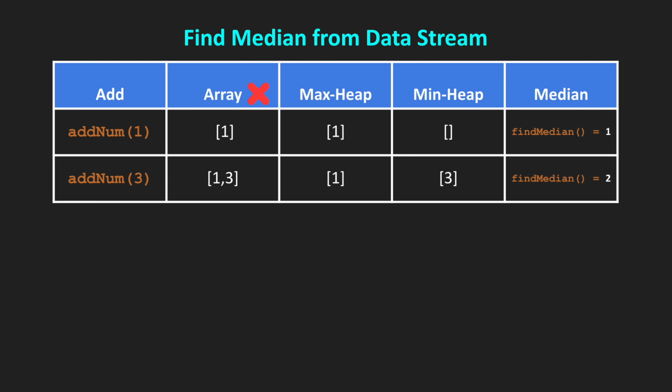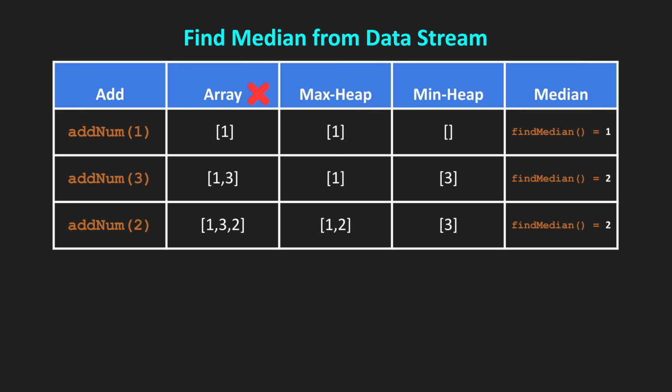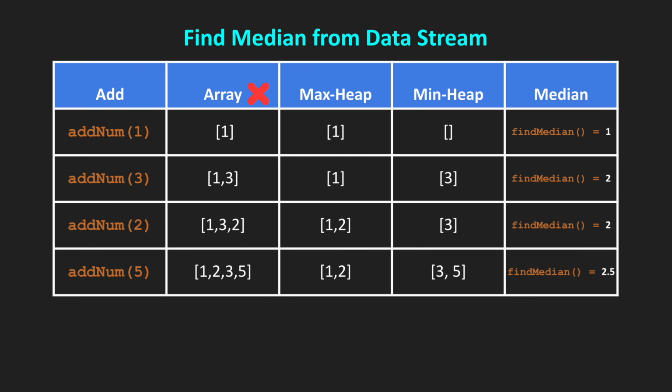When we are adding elements, if we have added an even number of elements, then the number of elements in the min heap and max heap should be equal. But if we added an odd number of elements, then the max heap should have one more element than the min heap. So we again call addNum and we add 2. Now we have in our max heap 1 and 2, and in the min heap 3. So we now add 5. Now we have in our max heap 1, 2, and in our min heap we have 3, 5.